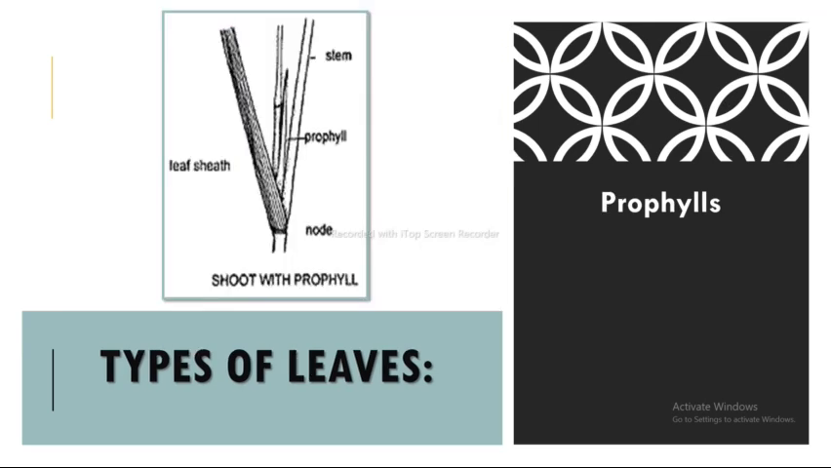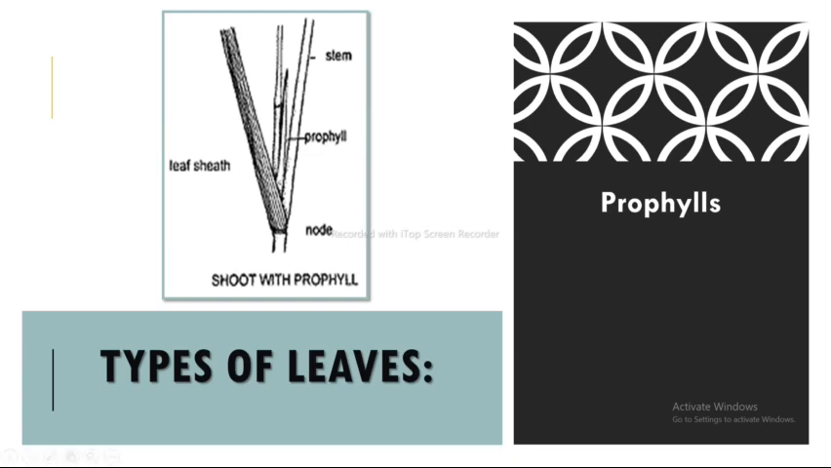So the next type of leaf is known as prophylls. Now the question is, what is meant by the prophyll? The frequently specialized or reduced leaf which is produced at the first node of a new shoot, or a plant structure resembling a leaf, such as a bracteole, or consisting of a modified or rudimentary leaf, such as a foliar primordium.